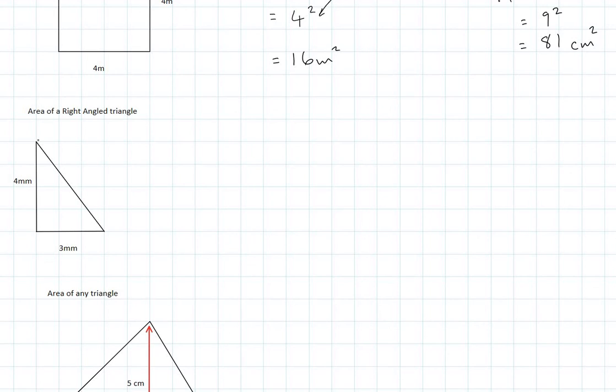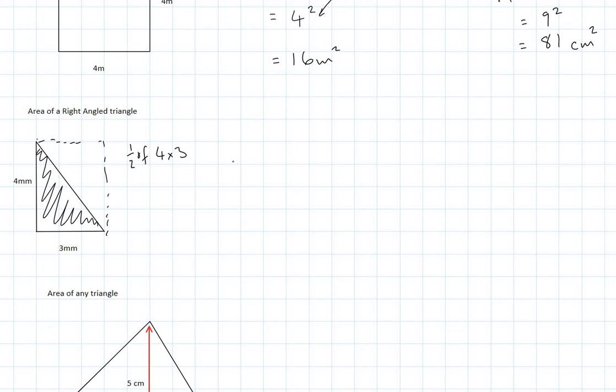For a triangle as well, if you imagine I made this into a rectangle, then the area of the rectangle is going to be 4 times 3. But I need to half that, because I've only got my triangle. It's just half of that. It's been cut in half on the diagonal. So I've got half of 4 times 3.